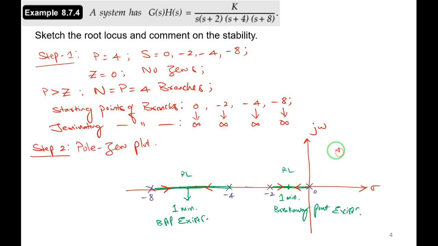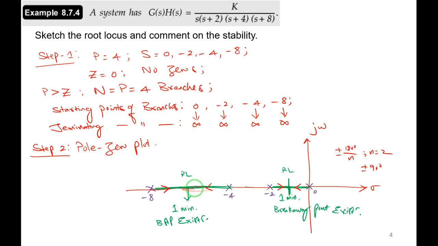So yesterday I told, plus or minus 180 degree divided by n. So at this breakaway point, how many branches are approaching? Two branches. So n is equal to 2 here. So n is 2 means plus or minus 90 degree. So this branch will start from 0 and it will move at an angle. So let me take green color only. So it will depart at plus 90 degree. Another branch starting from -2, it will depart at -90. Only this much will extend, right?